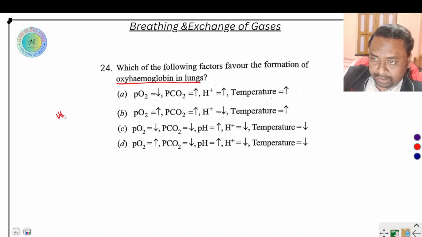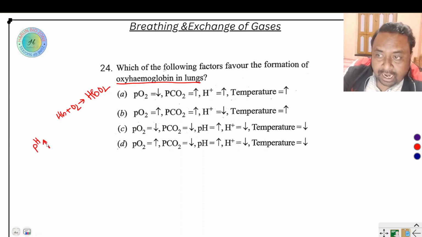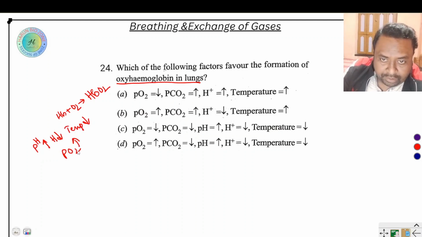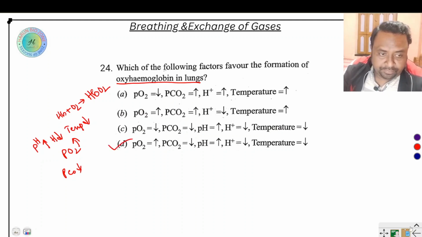Next question. Which of the following factors favors formation of oxyhemoglobin in lungs? It means hemoglobin binds with oxygen to produce HbO2. When the pH level is high, it means H plus concentration is low. So pH level is high, H plus concentration is low, temperature is low and PO2 is high. Okay. So here PO2 is high, PCO2 level is decreased, pH high, H plus concentration low. D is the correct option.